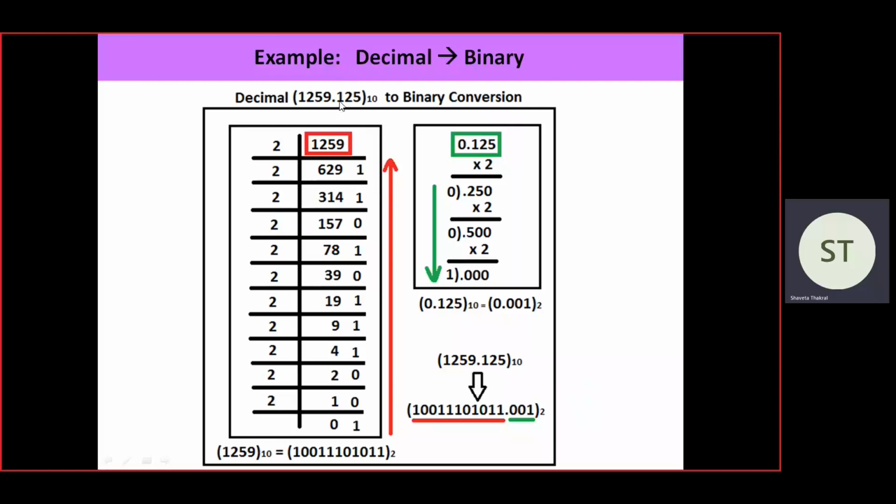For the number after the decimal point, we use repeated multiplication by 2, and we extract all the values before the decimal point as the answer, and write them from top to bottom. So we have already done this conversion. Now we need to convert binary to decimal. So we take the result of binary and convert it back to decimal.